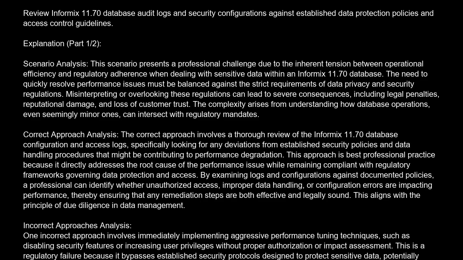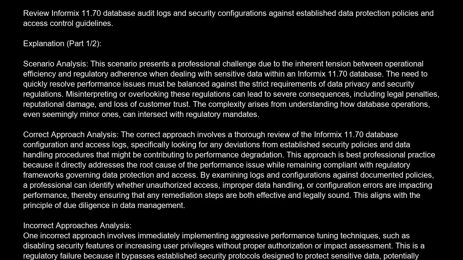This scenario presents a professional challenge due to the inherent tension between operational efficiency and regulatory adherence when dealing with sensitive data within an Informix 1170 C2090 database. The need to quickly resolve performance issues must be balanced against the strict requirements of data privacy and security regulations. Misinterpreting or overlooking these regulations can lead to severe consequences, including legal penalties, reputational damage, and loss of customer trust. The complexity arises from understanding how database operations, even seemingly minor ones, can intersect with regulatory mandates.